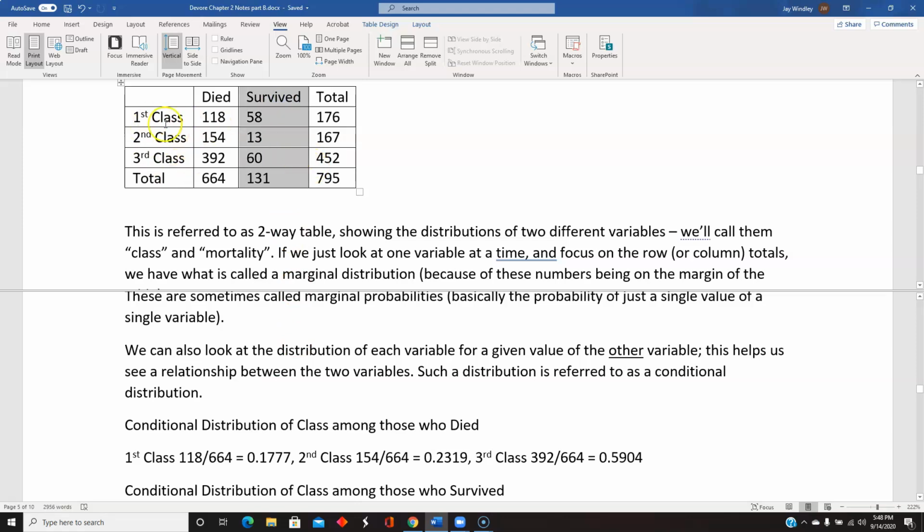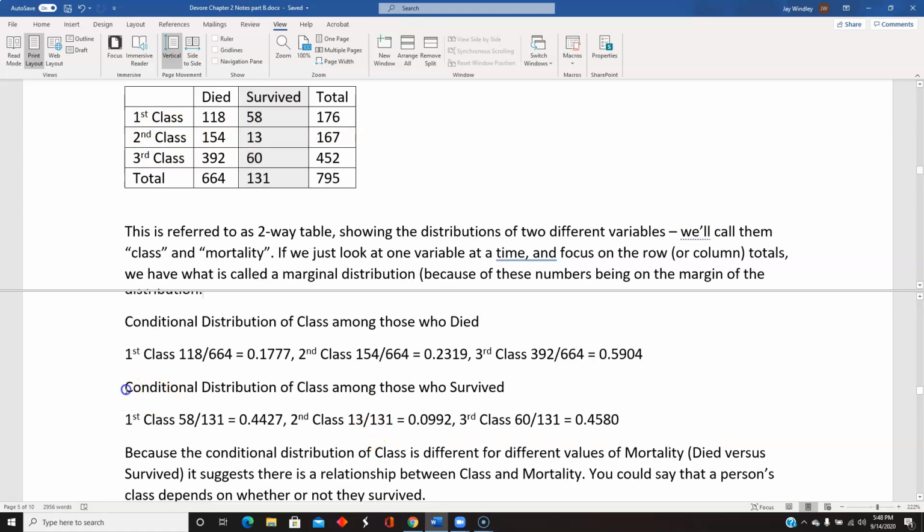And then we can also look at this column and get the distribution of class among those who survived. So that would be this section here, the distribution of class among those who survived. So for example, of the survivors, 58 out of 131 of them were in first class. So 44% of the survivors were in first class.